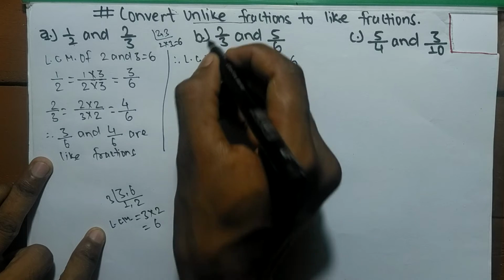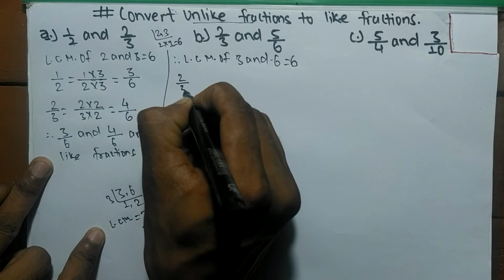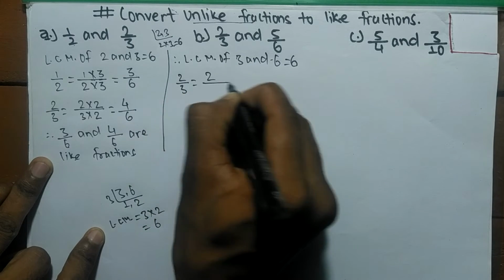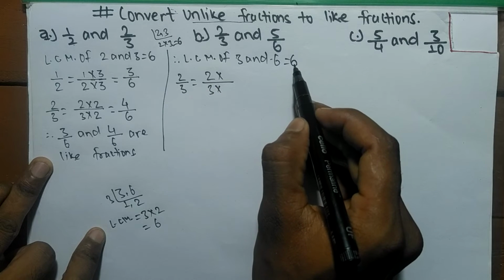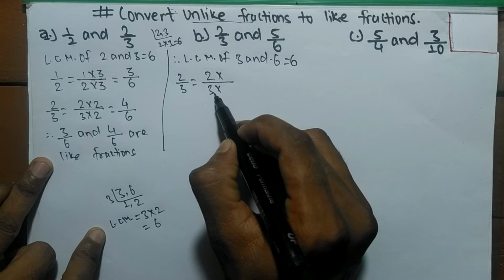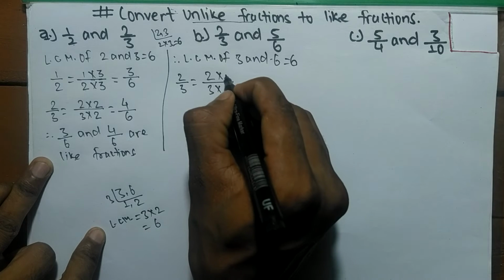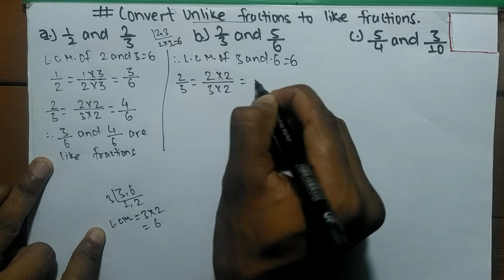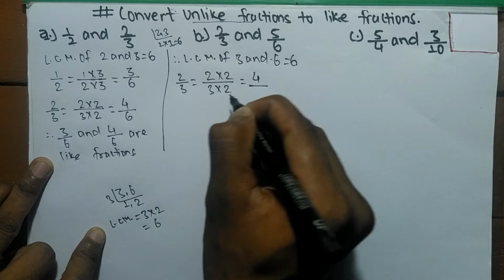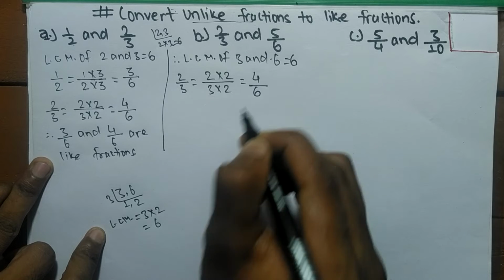Now we have the first fraction, 2 by 3. So it is 2 by 3 into. Now we have to divide the LCM by 3. So 3 times 2 means 6. So multiplied by 2 and 2. So it is 2 times 2 means 4, like this 3 times 2 means 6.